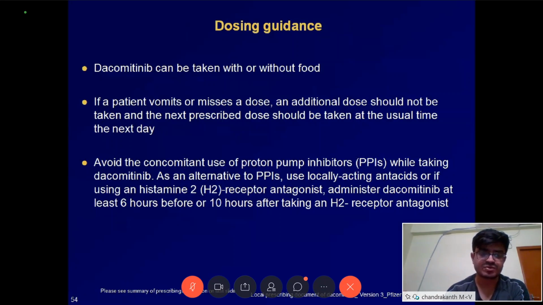We should avoid concomitant use of proton pump inhibitors. If at all required, we can use H2 blockers. And we need to administer Dacomitinib at least 6 hours before or 10 hours after taking an H2 blocker. These are quite important when we counsel our patients for Dacomitinib.